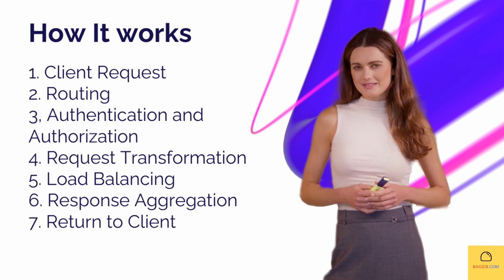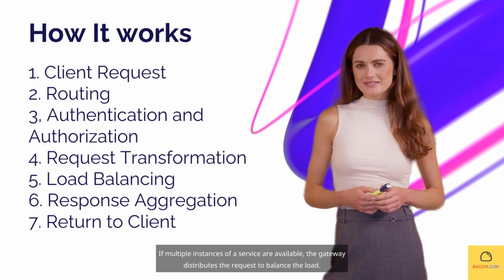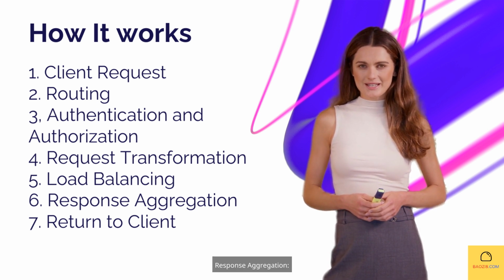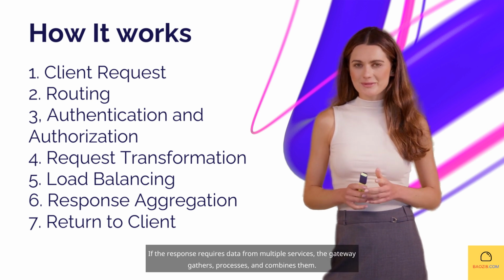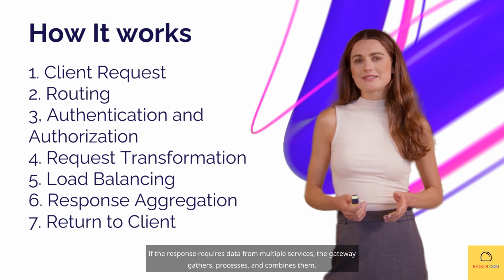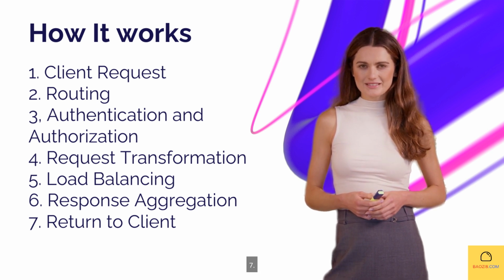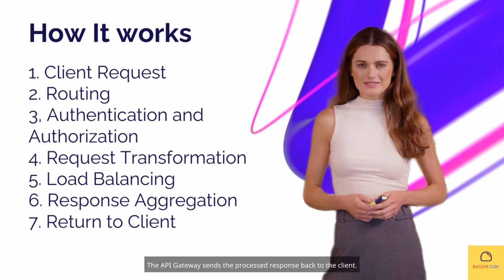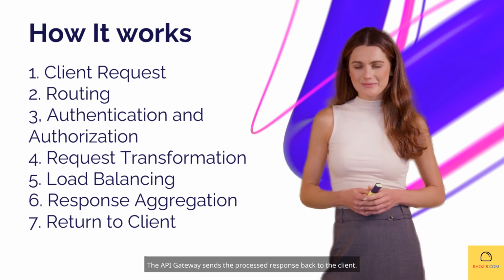5. Load balancing. If multiple instances of a service are available, the gateway distributes the request to balance the load. 6. Response aggregation. If the response requires data from multiple services, the gateway gathers, processes, and combines them. 7. Return to client. The API gateway sends the processed response back to the client.